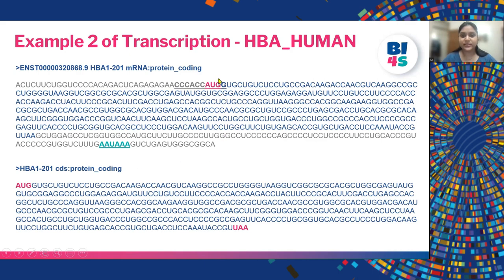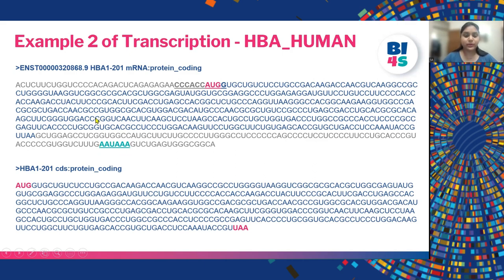You can see this pink sequence is the first start site, that is AUG, of this mRNA, and it is embedded in the Kozak sequence. And this light blue area is the poly A signal for this mRNA.